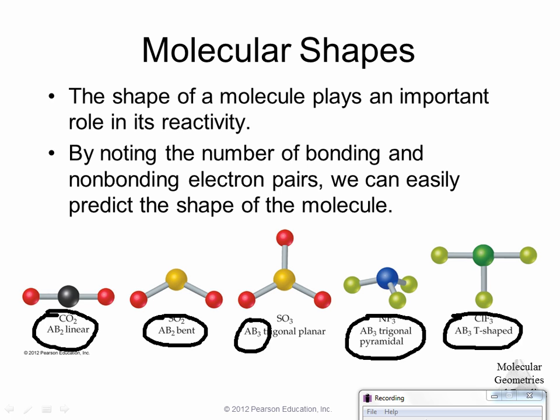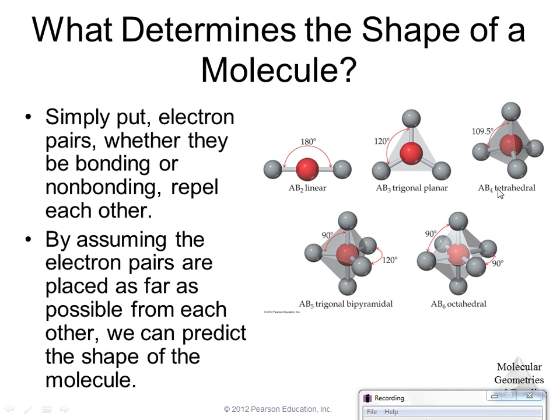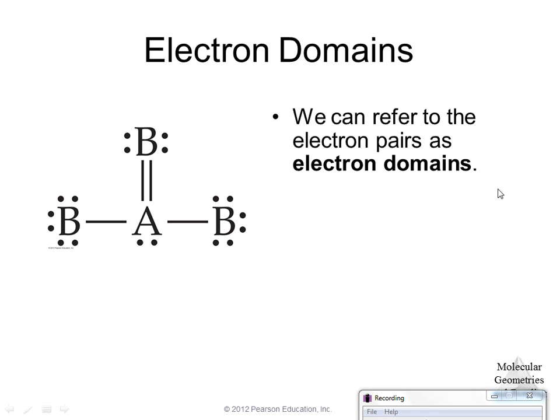So what accounts for the same general formulas, AB2s, AB3s, why do you see different shapes between the different molecules? Well, it has to deal with the bonding electron pairs and the non-bonding electron pairs and how those look. So when we talk about this, we'll see electron domains. We refer to these pairs as electron domains.